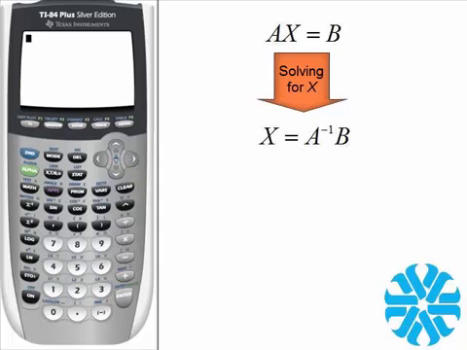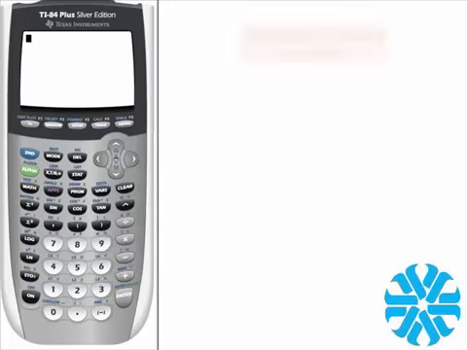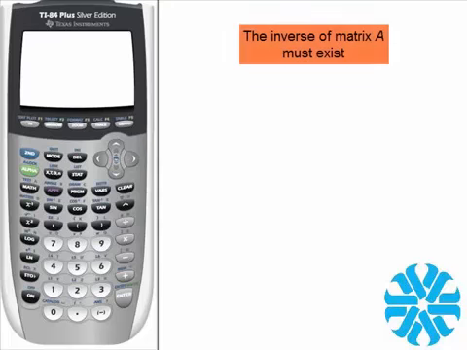inverse times b. Note that matrix A must be a square matrix, that is, the number of rows must equal the number of columns. Therefore, the dimension of matrix A is n by n. Also, the inverse of matrix A must exist.